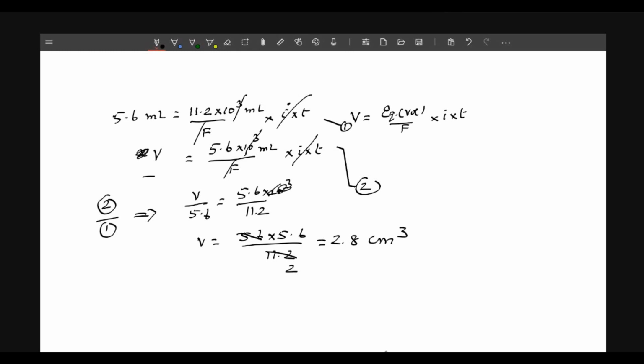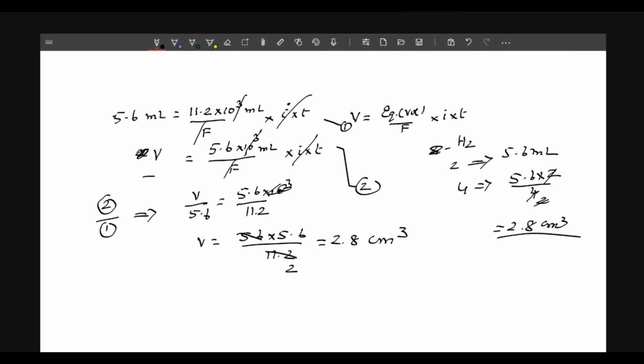The same is there. Two equivalents, that is hydrogen. How many equivalents? This hydrogen is obtained from H plus, 2 valency. For 2 valency, 5.6 ml is liberated. For oxygen, 4 valency in total. So 5.6 into 2 divided by 4, that is 5.6 divided by 2, 2.8 centimeter cube. You can also go by this method.